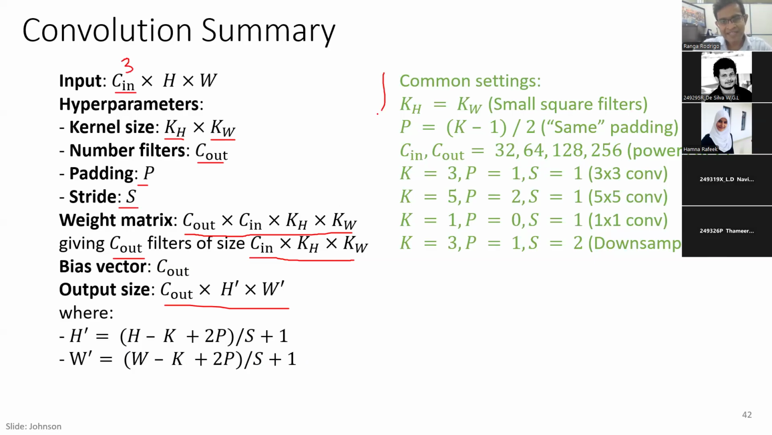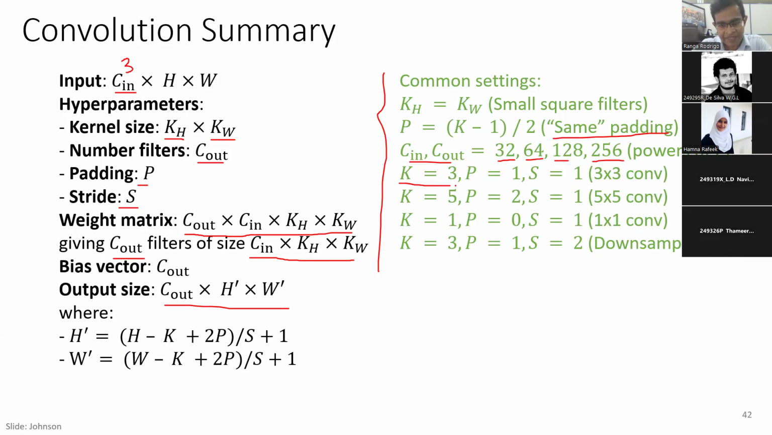So common settings are these. KH, KW small square filters. So P is (K minus 1) divided by 2 to get the same padding, that means the input size of the image and the output size of the image will be the same. So C in and C out we usually pick 32, 64, 128, powers of 2.